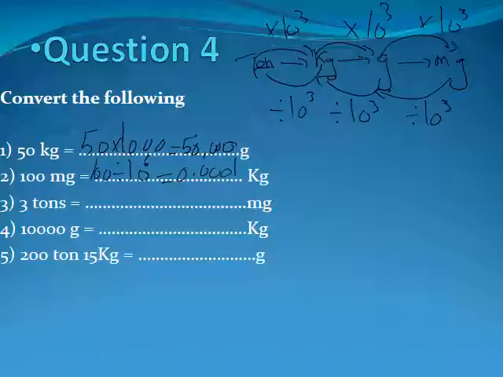Muhammad Ali, 3 tons equal how much in milligram? Ali, pay attention, please. 3 times 10 to the power 9. 3 times, from ton to milligram, 3 times 10 to the power 9. How many zeros should I put? 1, 0. Okay, 3, then 1, 2, 3, 4, 5, 6, 7, 8, 9.